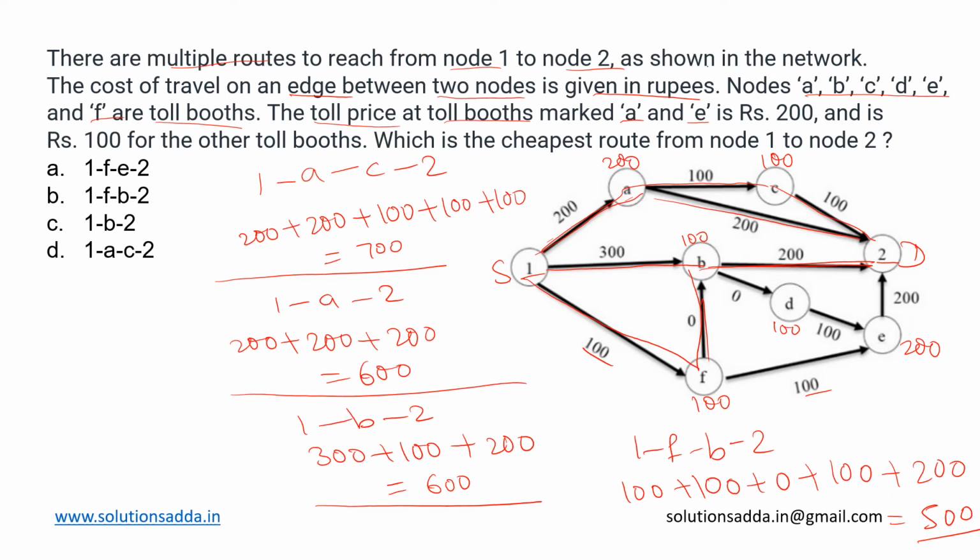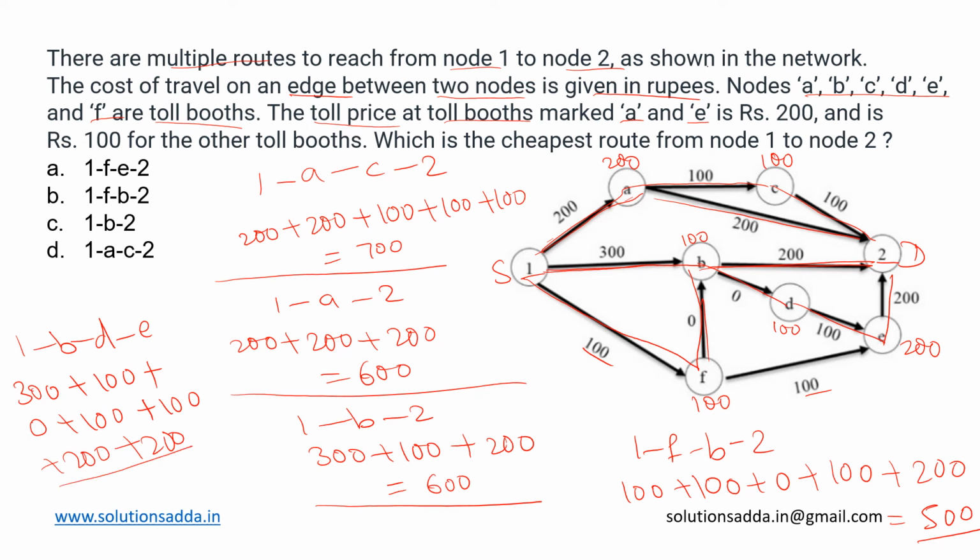And the last path we can see is 1BDE. The path cost here is 300 for the edge, then 100 for the booth B, then 0 and 100 for the booth, and at the last 100 for the last edge. And then we need to move up from over here. So 200 for the booth E and again 200 for the last edge. So this is definitely not the minimum one.